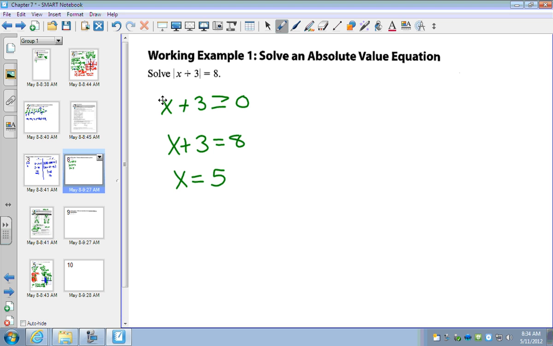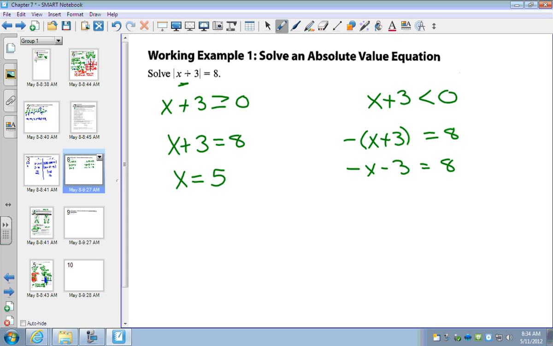Okay, now let's say x plus 3 is less than 0. So if it's less than 0, then we know negative (x plus 3) is going to equal 8, because if we had a negative number in there, it would then become positive. So now we go negative x minus 3 is equal to 8. Negative x is equal to 8 plus 3, which is 11. x is equal to negative 11.